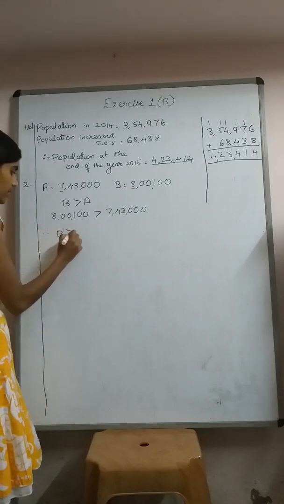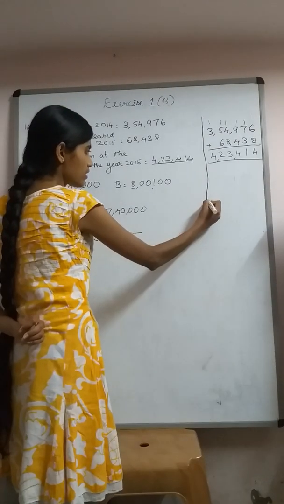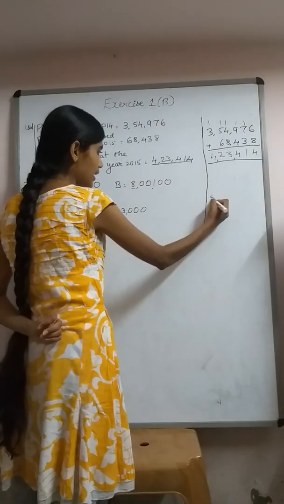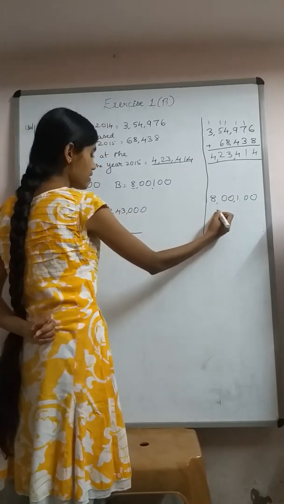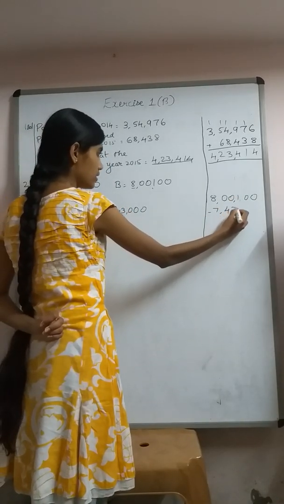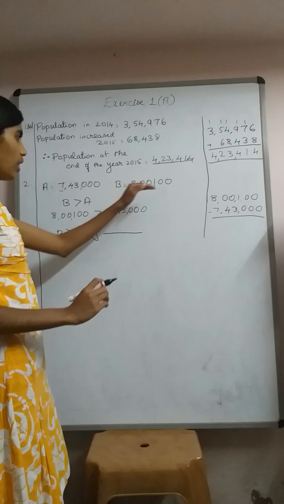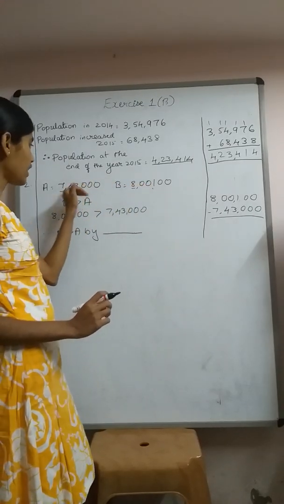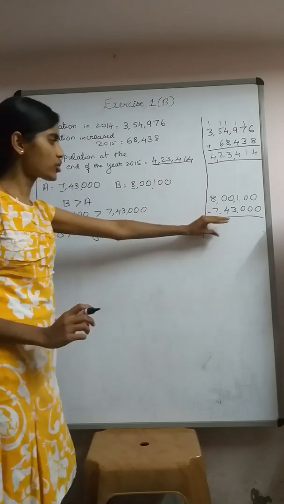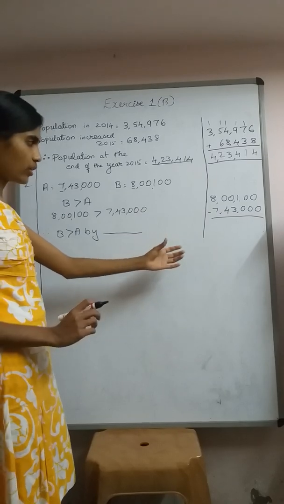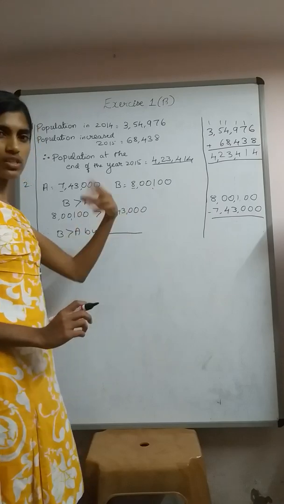Now, therefore, by how much? B is greater than A by dash. By how much, children? So let us solve in the solution box. That is, write 8,100,000 minus 7,43,000. Why we are subtracting? So that we will understand 8,100,000 compared with 7,43,000, by how much it is greater. The answer what we have obtained, we can understand by how much the number is greater.